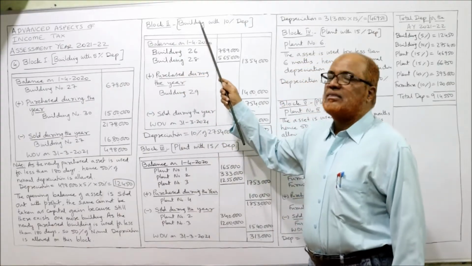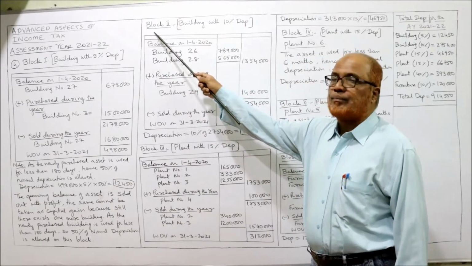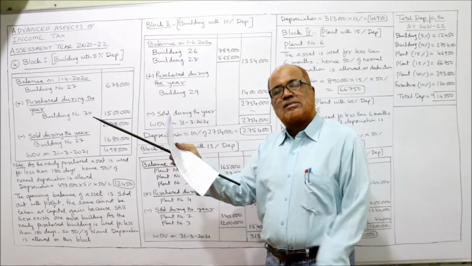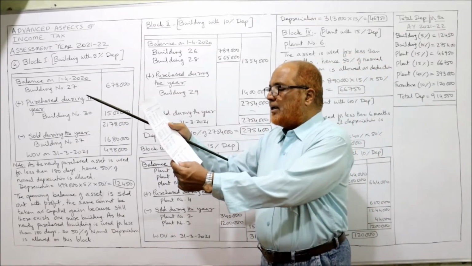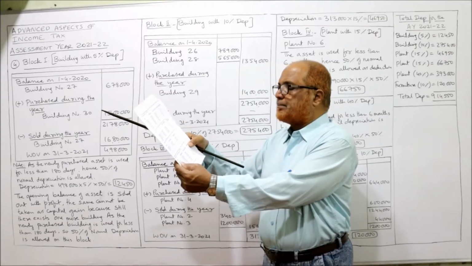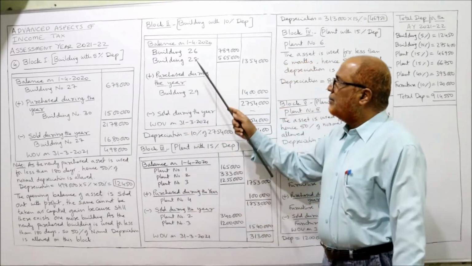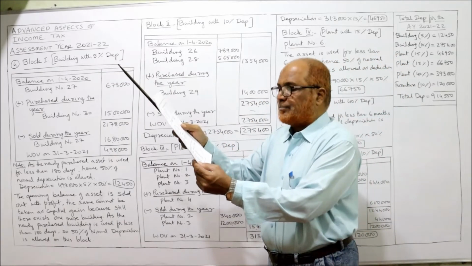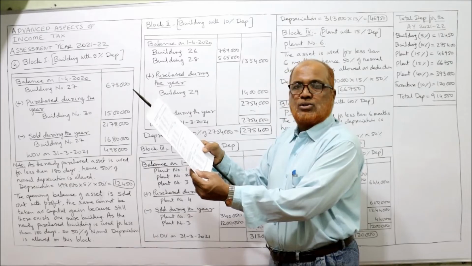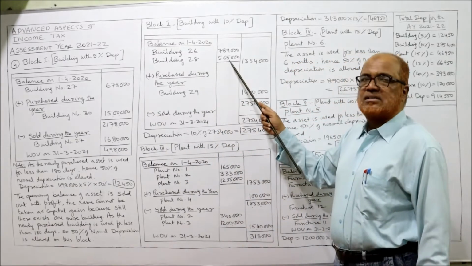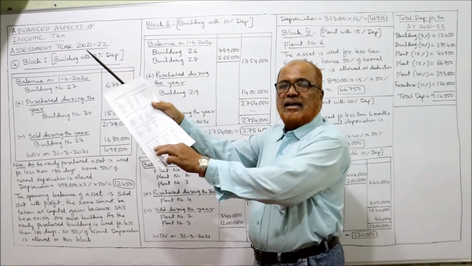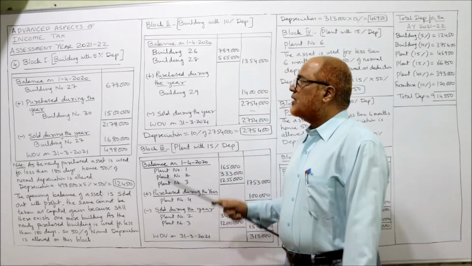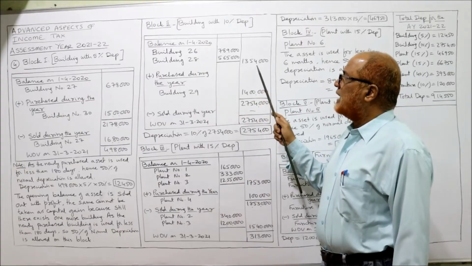Now I am coming to building with 10% depreciation, second block. Block number 2, building with 10% depreciation. Now, opening balances. See the opening balance. Building number 26, 10% depreciation, 7,89,000. Building number 26, 7,89,000. Then building number 28, it is 5,65,000. So two buildings are there in the opening balances with 10% depreciation. So add up both: 13,54,000.